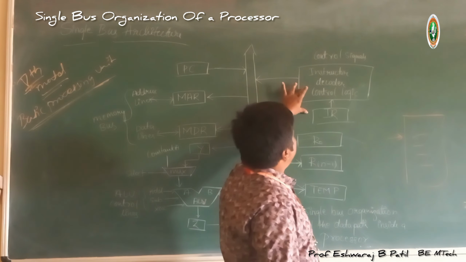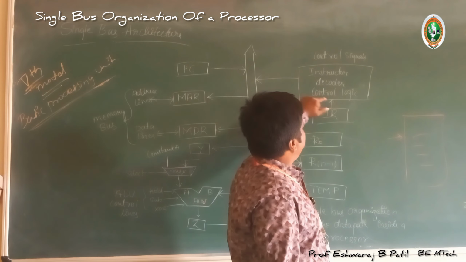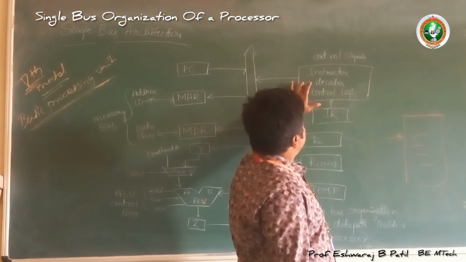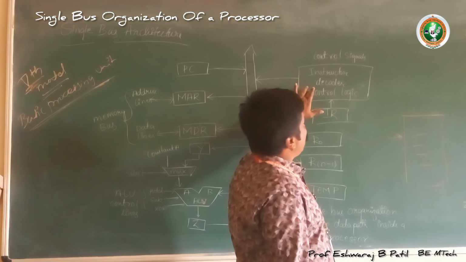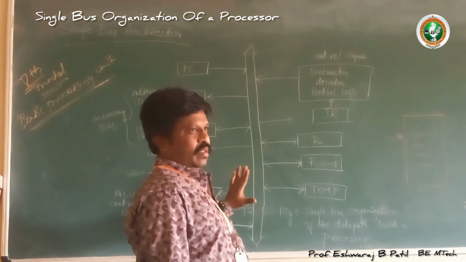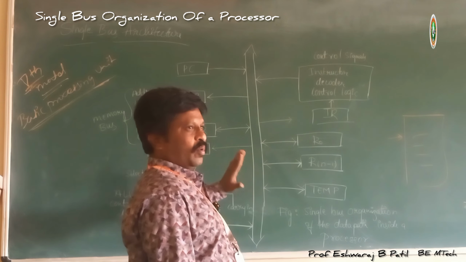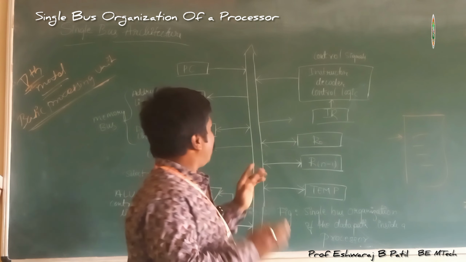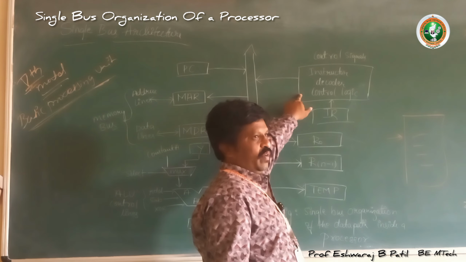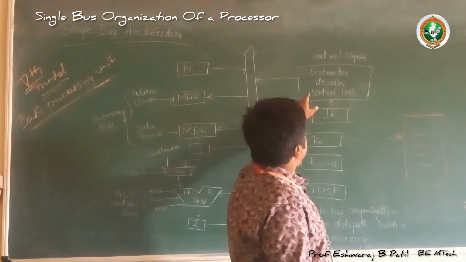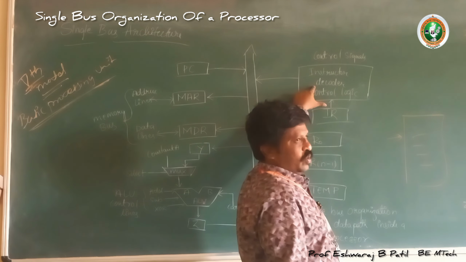Okay, this is the control unit. This control unit, or control instruction decoder, or control logic, will control the complete overall processor. The processor is completely controlled by the control unit. Even in this we have the instruction decoder.